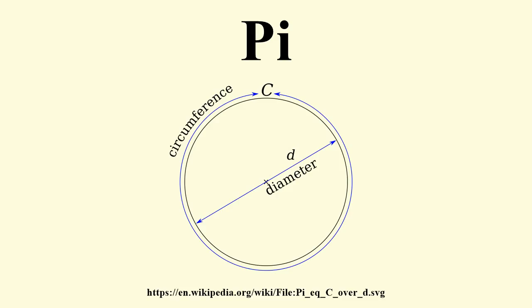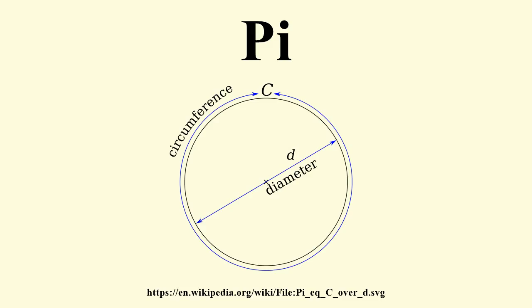The transcendence of pi has two important consequences. First, pi cannot be expressed using any finite combination of rational numbers and square roots or nth roots, such as the cube root of 31 or the square root of 10.